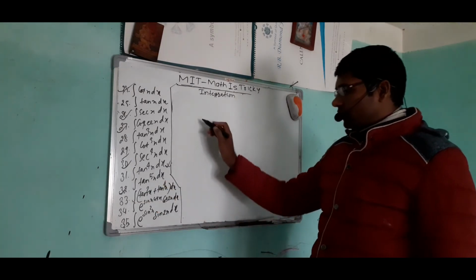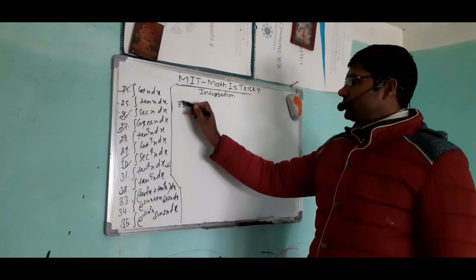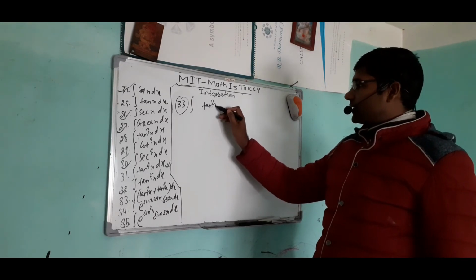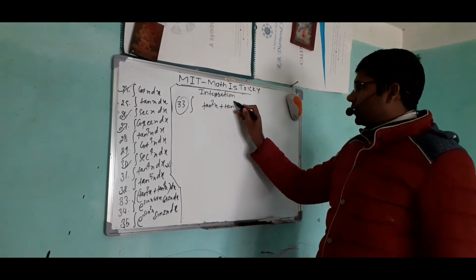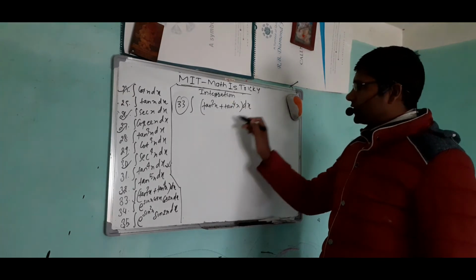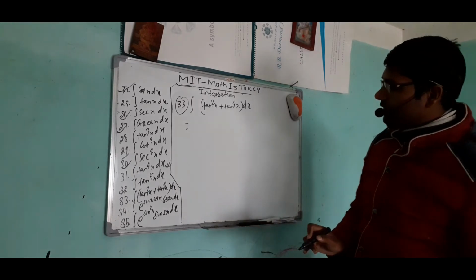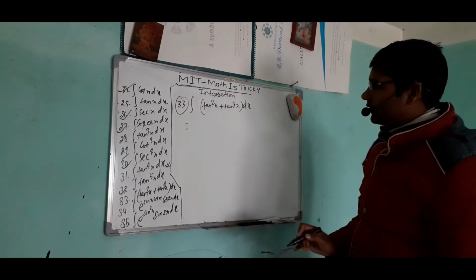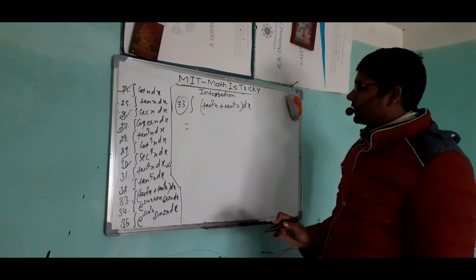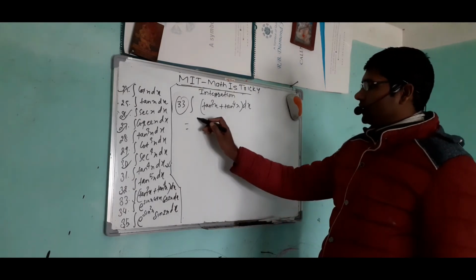So 32 we have done. Now move to 33. Question number 33, it is tan squared x plus tan to the power 4 x dx. It looks like a difficult problem, but no, it's not that difficult.